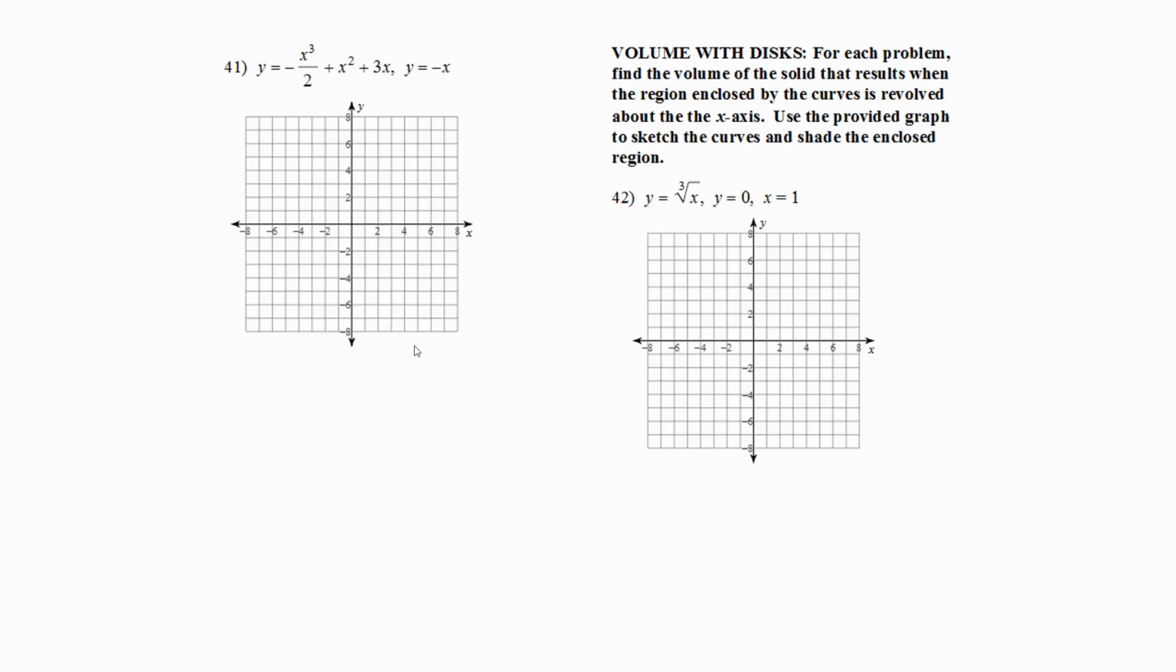Our cubic function has a point at -2, 2. And at -1, I think it's like -1.5. 0, 0. 1, 3.5. 2, 6. I don't have any clue what 3 is, but at 4, it's down at -4. And so if you look at your cubic function, you should be able to tell.